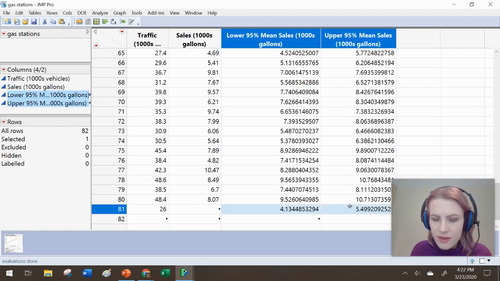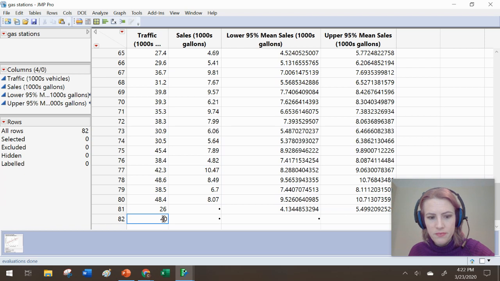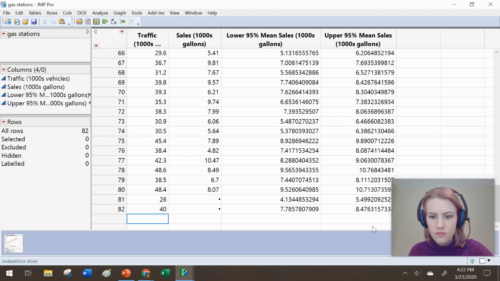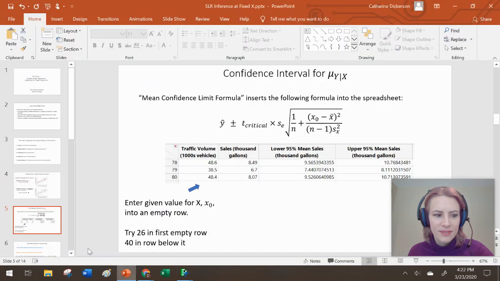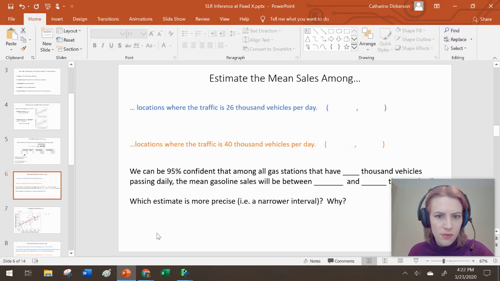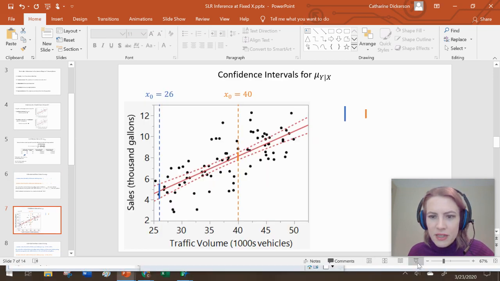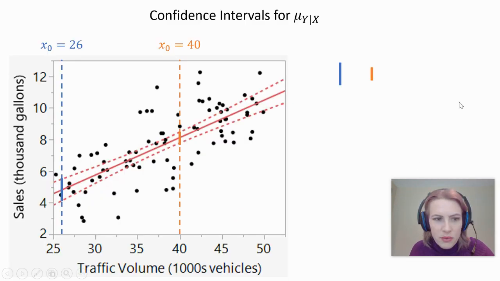All right, and then I will get the confidence interval that I desire. All right, so right here. And let's say we want to contrast that also to places where the vehicles are 40,000 a day. So I'll put in 40 as well. Okay, so I have another interval there. Well, before we interpret those, let's just see what they would look like.